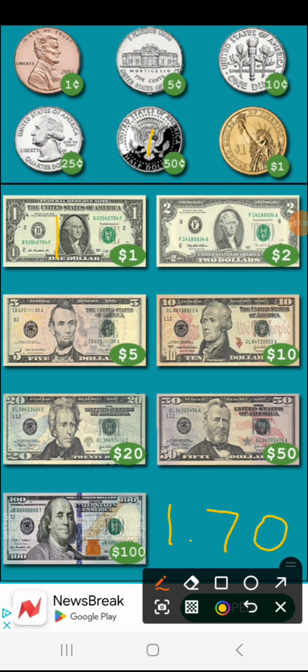What's 5 plus? I mean, 5, 6, 7. So I need 20 more cents, okay? So I'm going to do 2 of those dimes, okay? So now I got $1 plus 50 cents plus 20 cents. I got $1.70, okay? Is this making sense to you? Let's do another example.